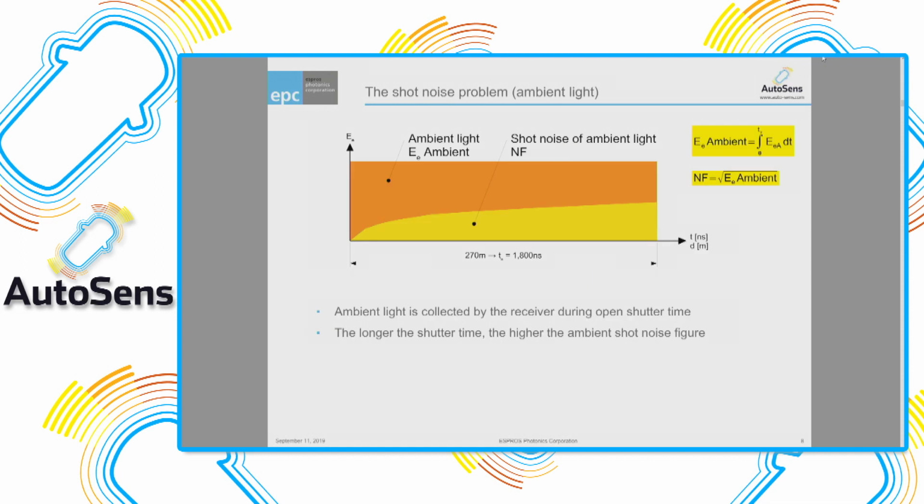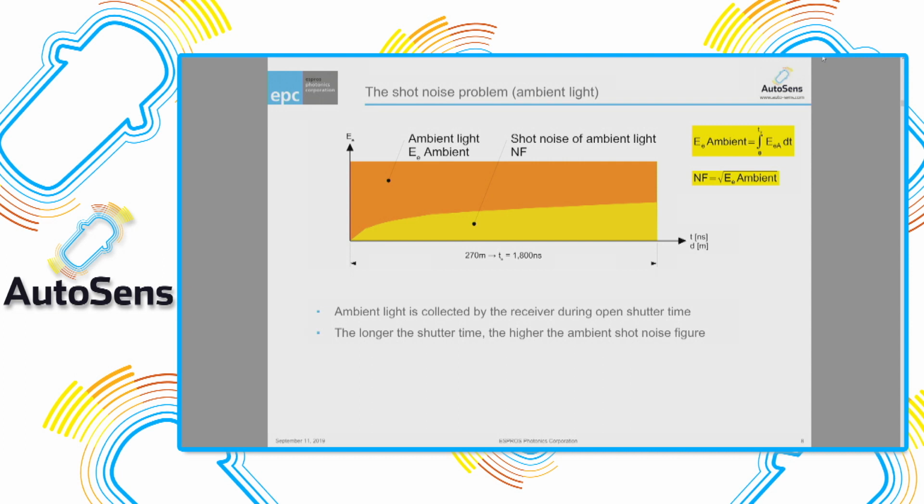If you look at this diagram, you see that if you want to see 270 meters, you need a shutter opening time of 1.8 microseconds, 1,800 nanoseconds. During that time, you collect ambient light, so it's on that level, let's say, and the integral under that linear line is the number of photons you collect from ambient light.